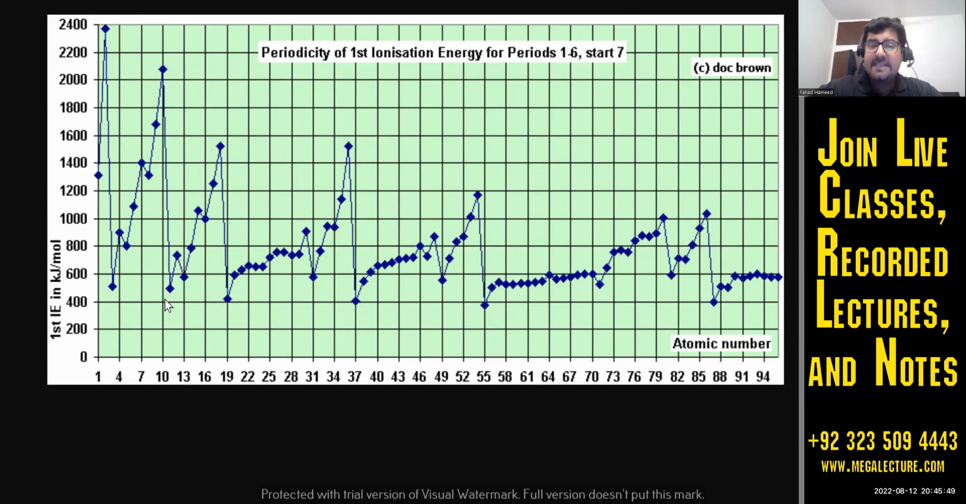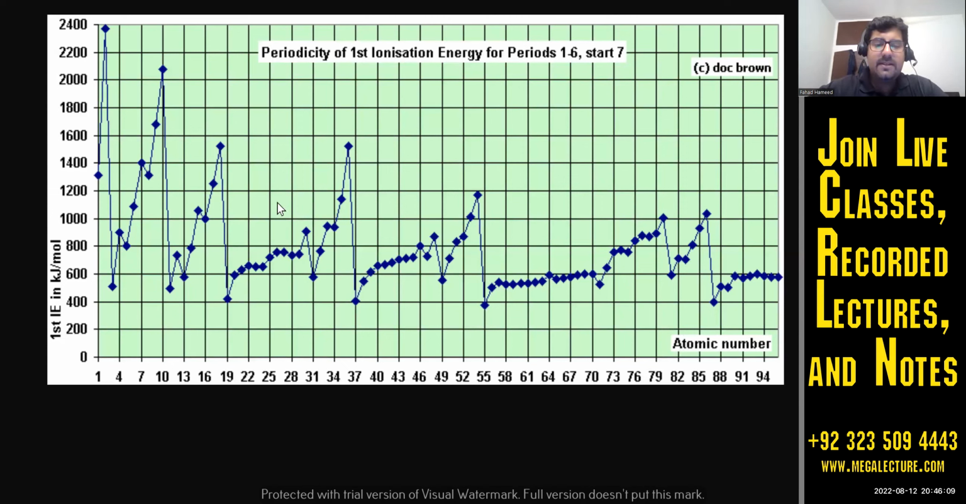It's going to be the exact same trend. Period number 3. This is period number 3. It's going to have exactly the same trend. Here, group 1, group 2. There's a dip on group 3, 4, 5, dip at 6, 7, and 8. So across the period, the trend is exactly the same every time you move across the period.